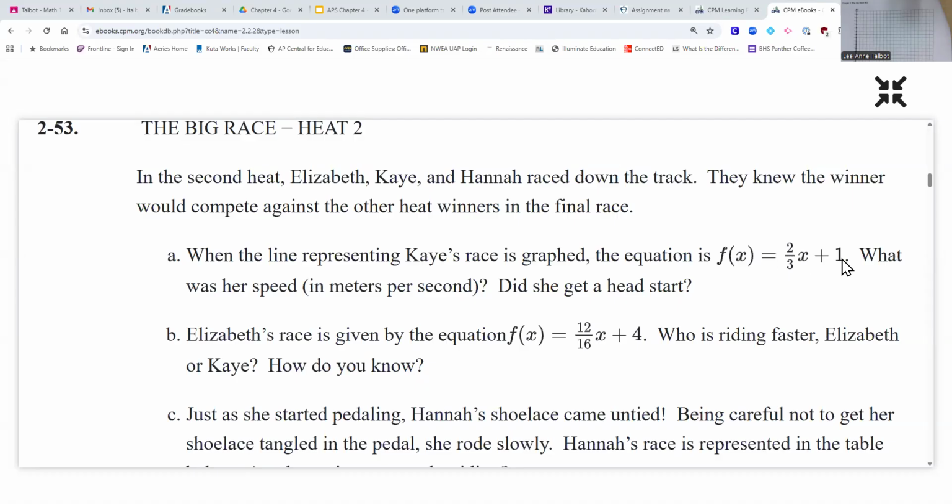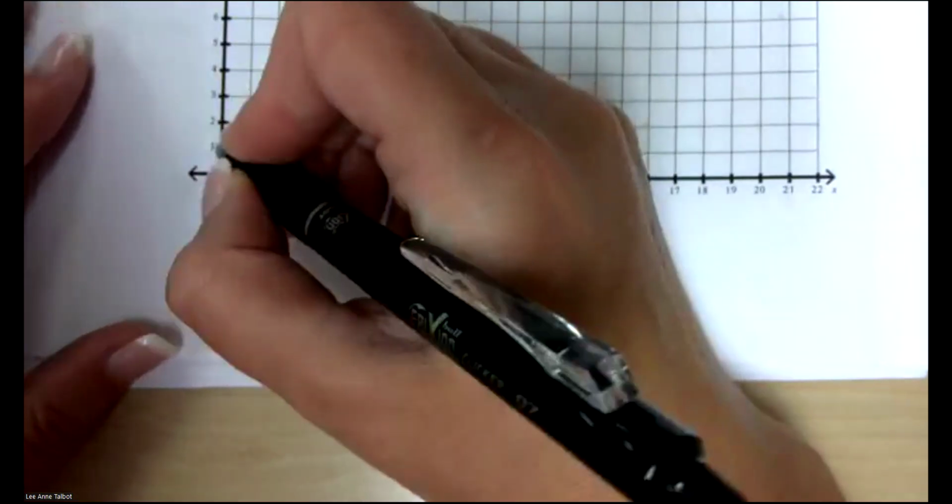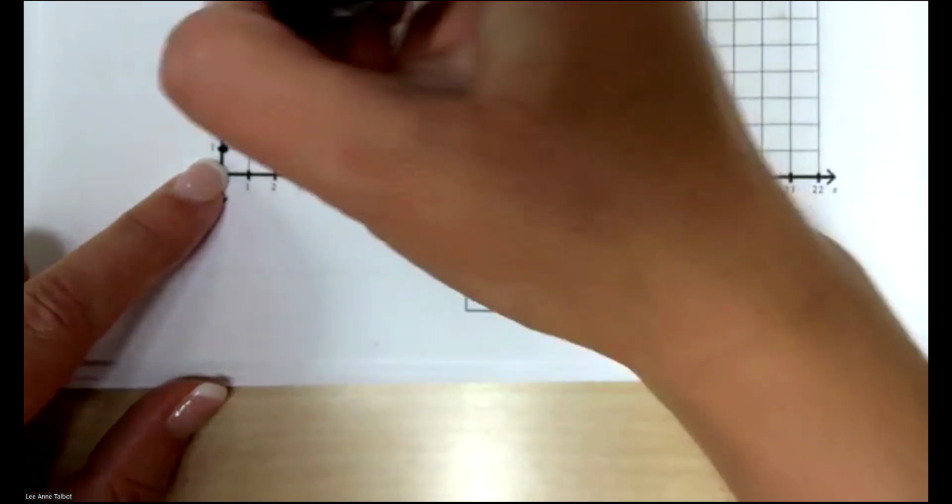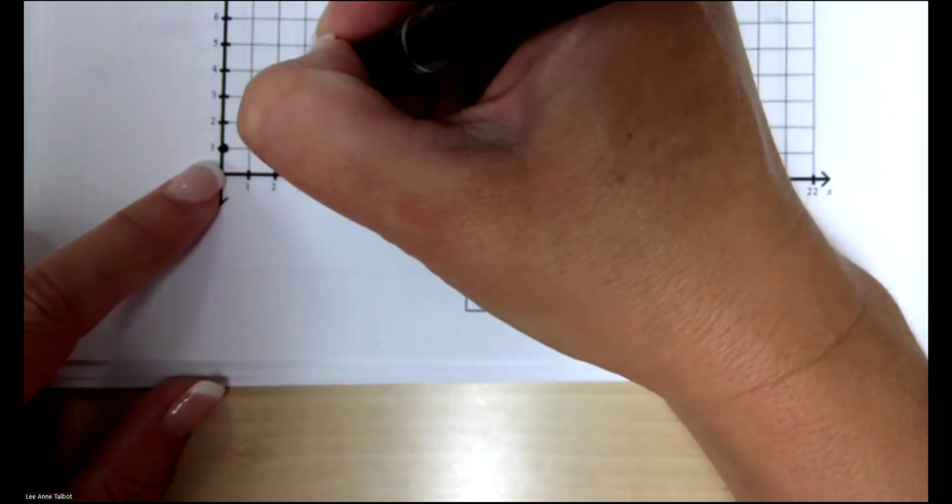So we're going to start with her head start of 1, and then we're going to go up 2 over 3. You can use the same colors, whatever. So this is K. She got a head start of 1, and then up 2 over 3.